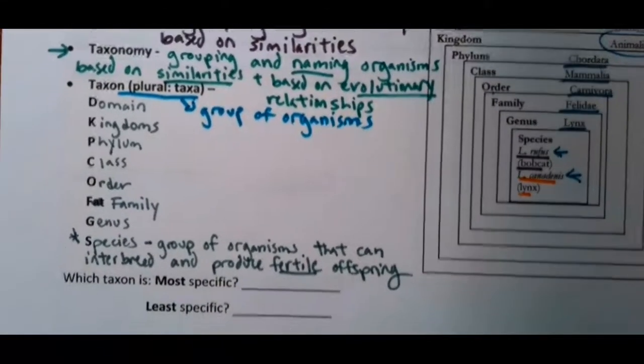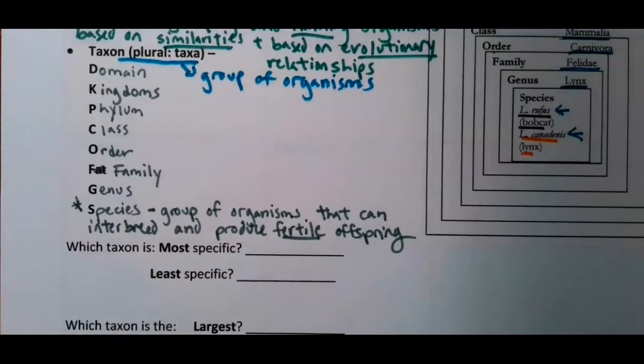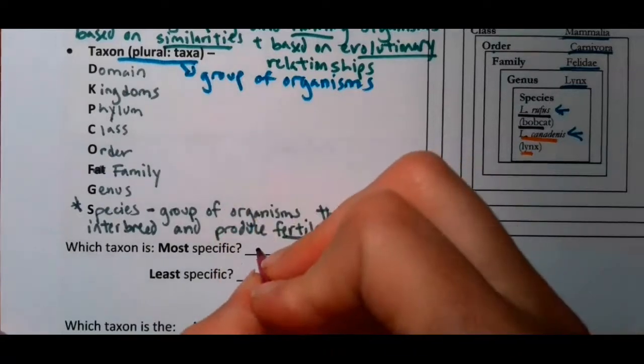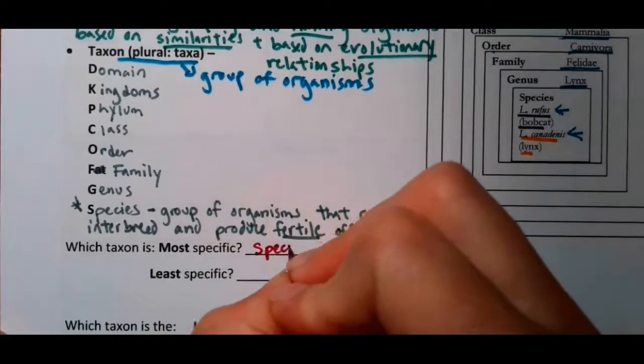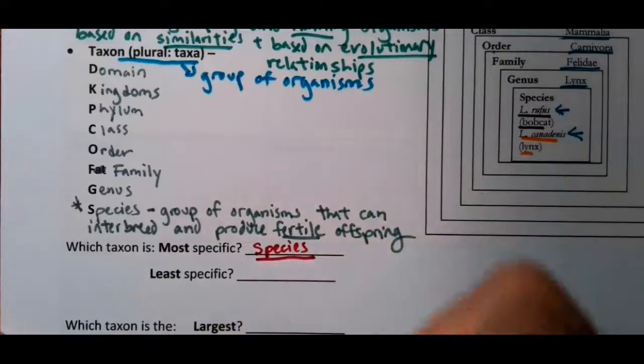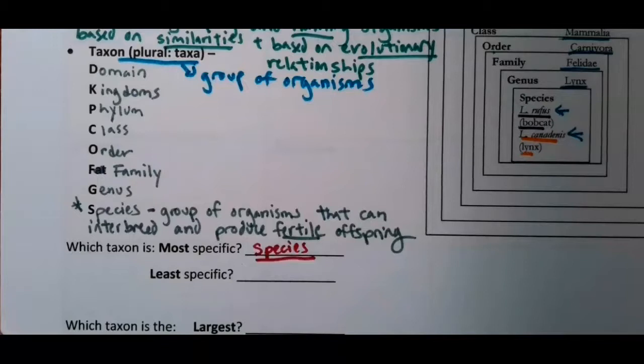So which taxon is most specific? That means the fewest number of organisms fits into it. If I said something like Homo sapiens, which means humans, you would say, okay, you're only talking about humans. So the species is the most specific category. The least specific category is the category that fits the most number of organisms. So for example, if I said the animal kingdom, you wouldn't necessarily know I was talking about humans.